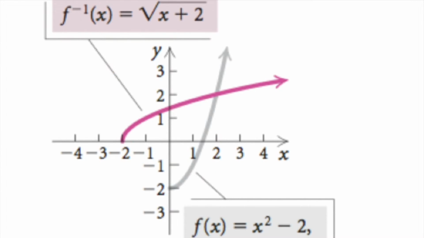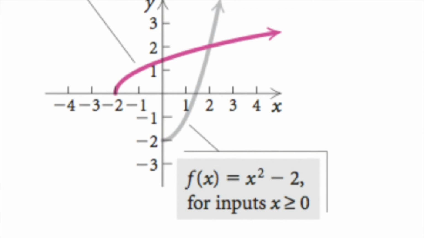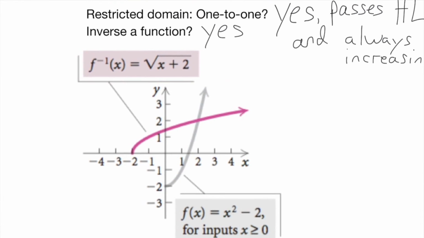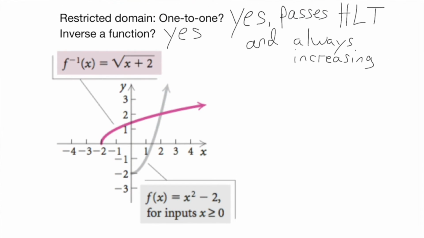It used to be a parabola, but we cut off the left-hand side. We restricted the domain. We said we want to look at not the original function, but the function x squared minus 2 for only inputs that are greater than or equal to 0. Bam. This is increasing always. This is one-to-one. Therefore, when you reflect this over the line y equals x, you get this, which kind of looks like a square root function.